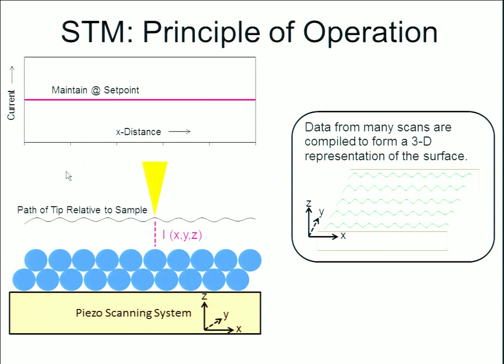Again, in all these tools, the probe rasters across the sample. So if we can imagine this tip rastering across the sample and keeping the same relative tunneling current, and therefore the same relative distance, then the sample is going to have to be moved up and down in order to maintain that set point. And if we record this data and we scan a sample, one line, the next line, the next line, we can end up plotting that to form a 3D representation of our conductive surface below.